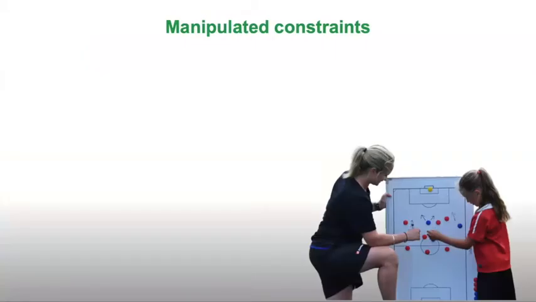In manipulate constraints, the task might be implicit. So we're trying to get to the point where the implicit learning is unintentional. An example of a task implicit might be that you simply tell the players the rules and the scoring system and you just let them play. Then you allow them time to determine the most appropriate way or strategy. So you're not explicitly telling them the solution or what to do.